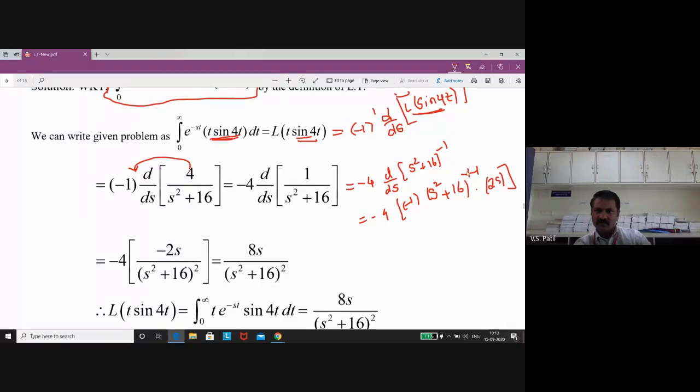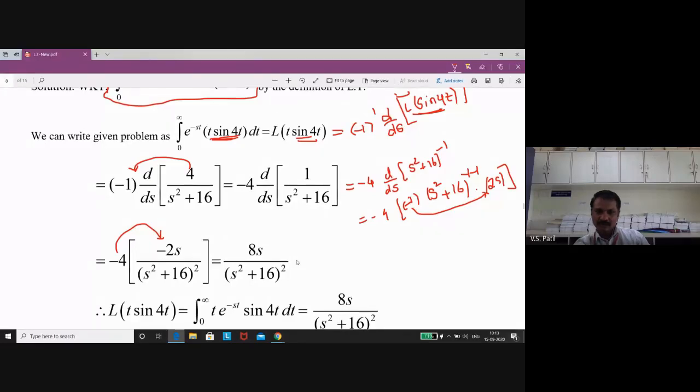S square plus 16 raised to minus 2, I have taken it to the denominator. I have written it as (s square plus 16) whole square. Then in the numerator, you will have minus 1 into 2s, that is minus 2s. Now take this minus 4 inside the bracket. What happens? It becomes 8s divided by (s square plus 16) whole square.